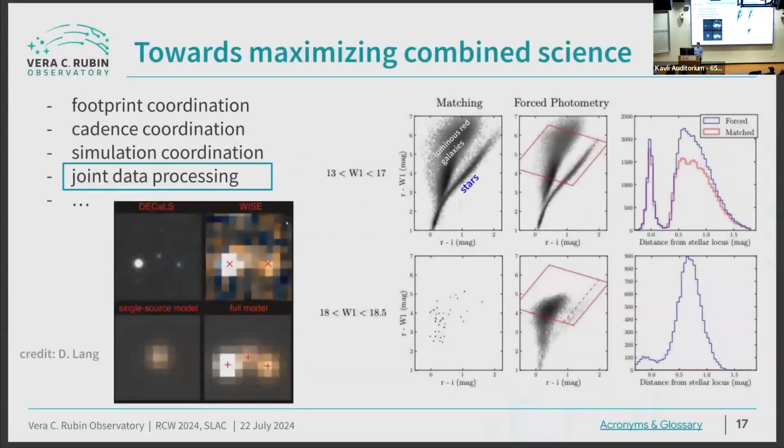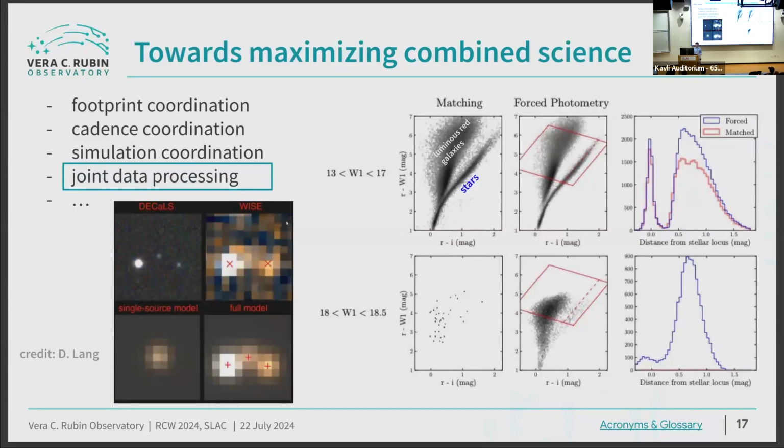Yeah, so this is my last slide about maximizing the combined science. There's many different ways that you could think about going about doing this. You could coordinate along different aspects of the projects, right? You could try to coordinate the footprint, you could try to coordinate the cadence, you could try to coordinate simulations among different collaborations. But the one we're going to focus on mostly today is the idea of joint data processing.